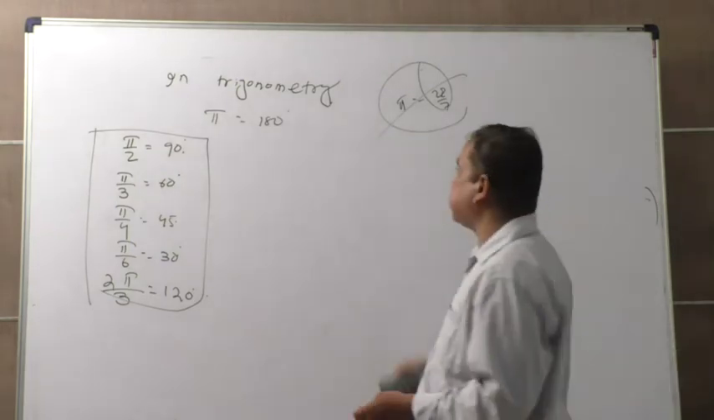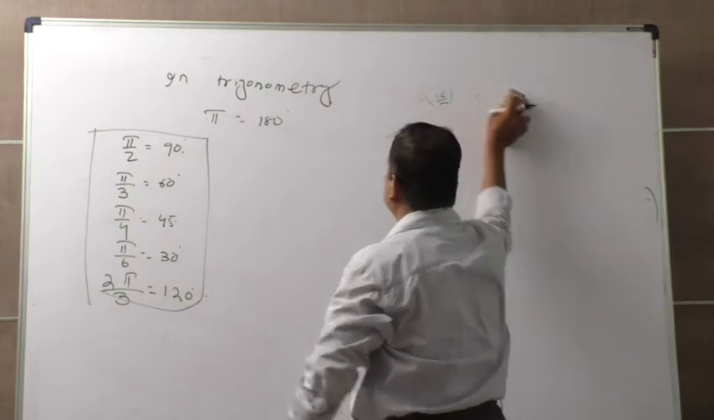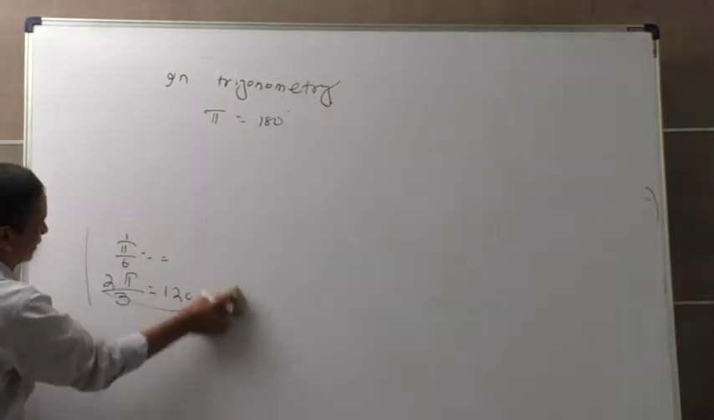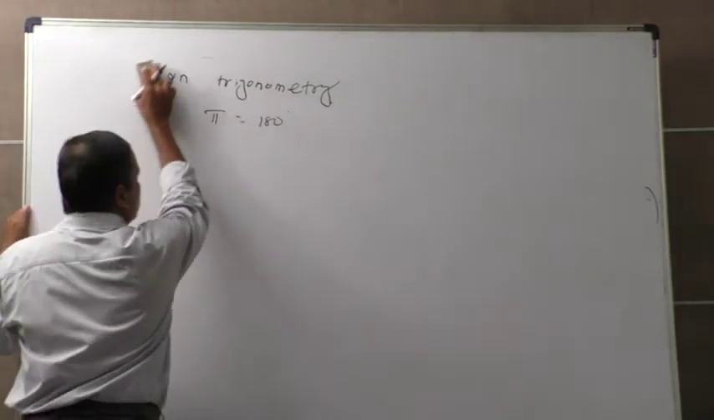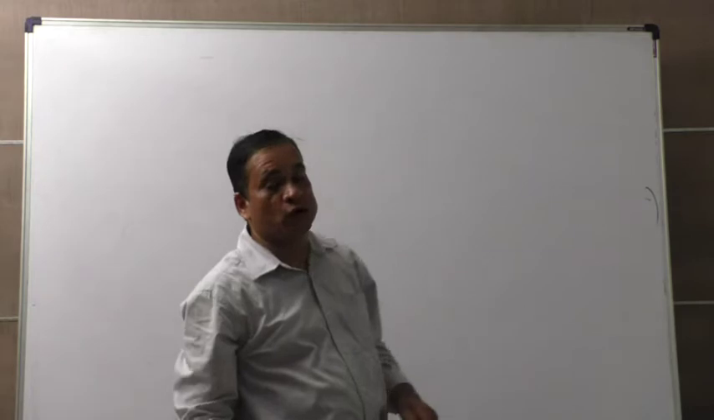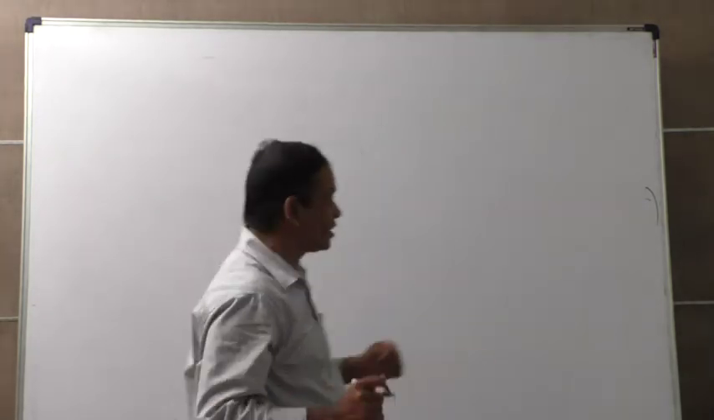Now from here, we have to remember these values. Next thing is, you have to remember the value of 90, 45, because these are very useful. In the next video, I will discuss this. Now come to the quadrants.